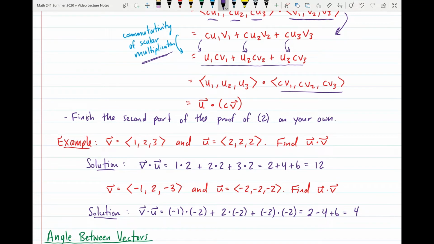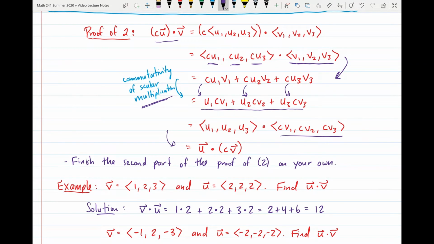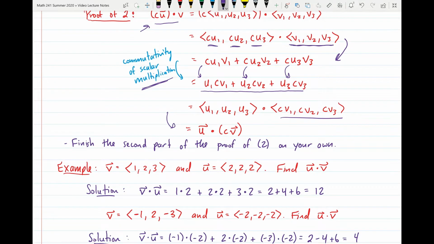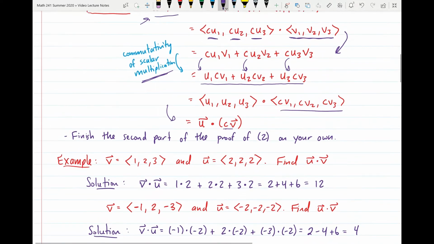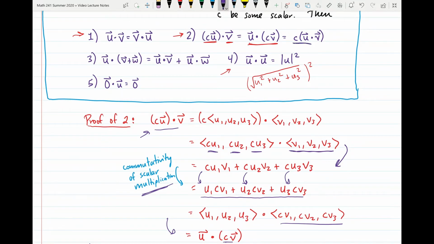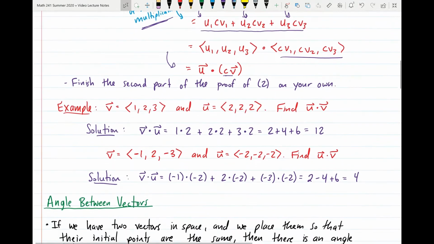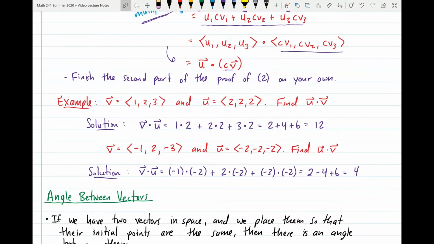And so we end up showing that our original expression up here, this C times the vector U, the dot product with V, is equal to the vector U with the dot product with C times V. And the second part of the proof is to show that both of these expressions are equal to C times the dot product of U and V, but I am going to leave that to you. And let's just move on to a couple of examples, just applying some definitions here.